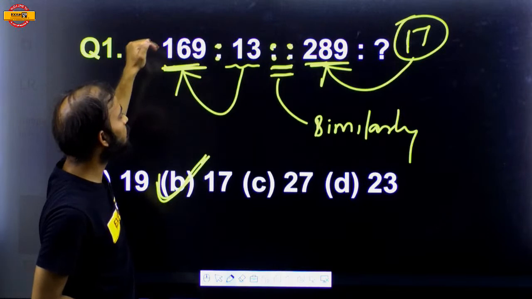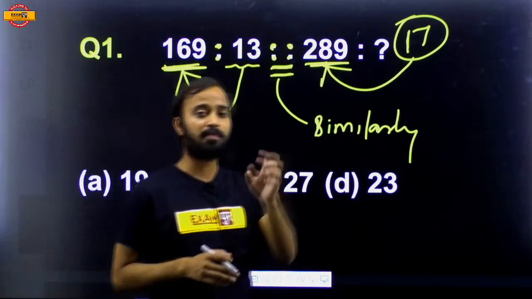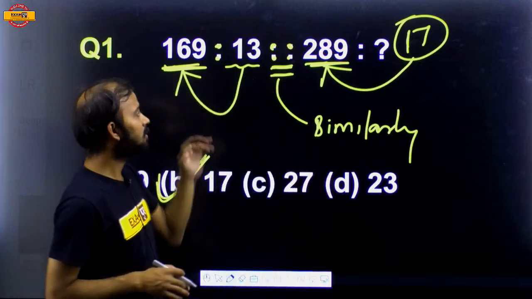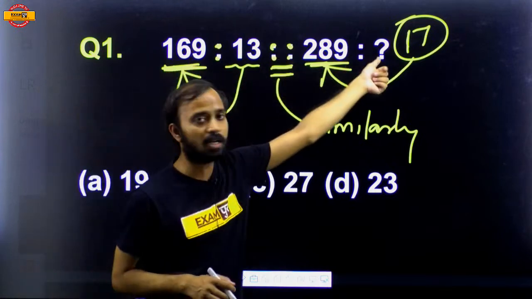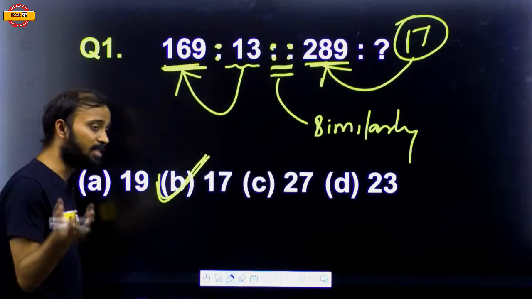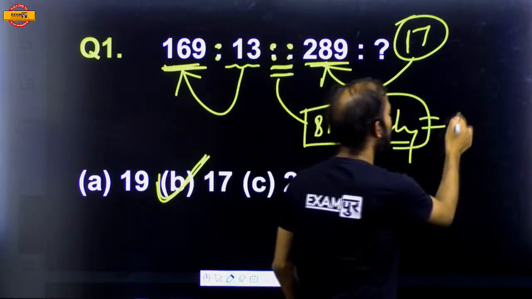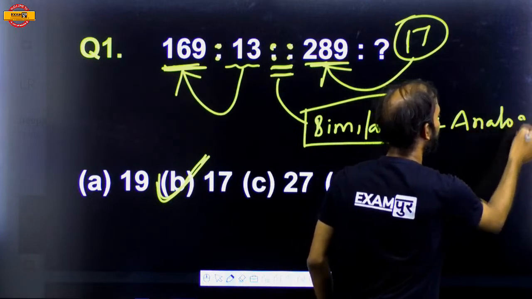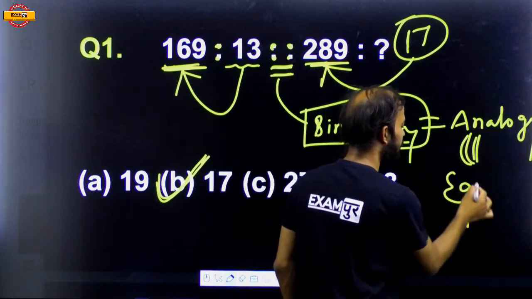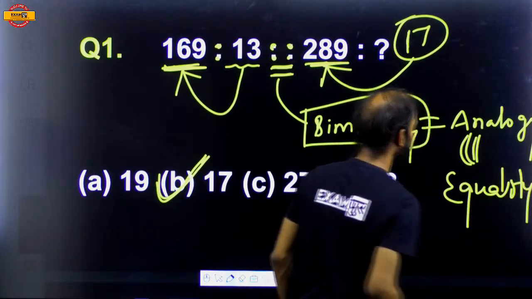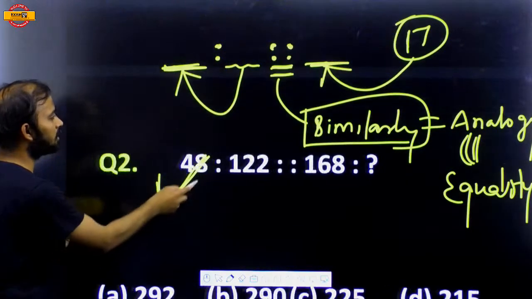13 is the square root of 169. In other words, 169 is a perfect square of 13. 13 square is 169. Similarly, 17 square is 289. You can answer it this way. Similarly, it's also known as analogy. Analogy means what exactly? Equality, barabari. Okay, next one, what will be the answer?